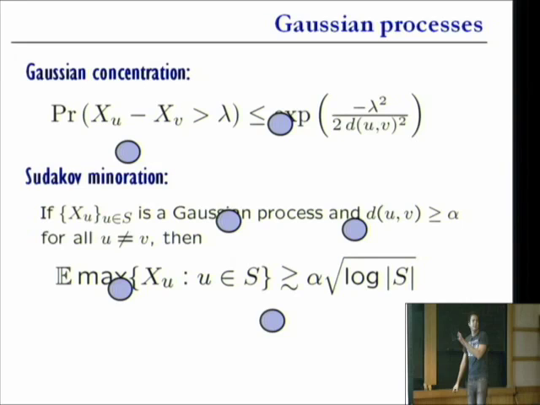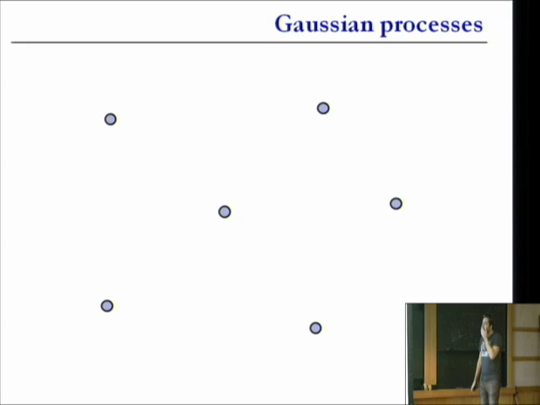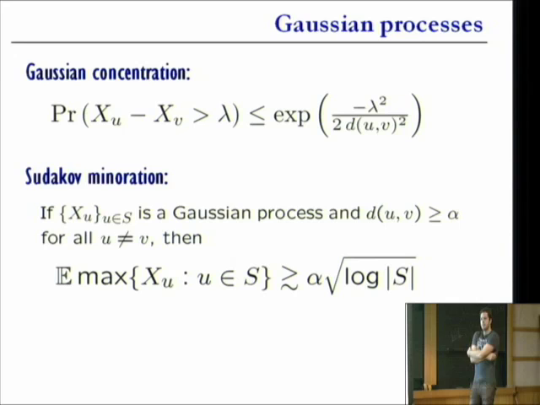And now let's try to use the uniform case to actually say something for every process. In some sense, the other thing you can say is that this expected maximum always goes down if you pass to a subset of the points.